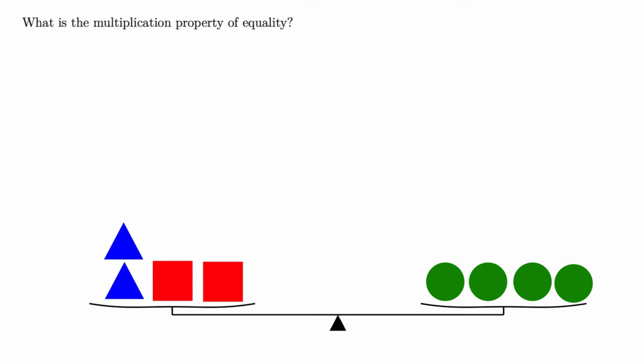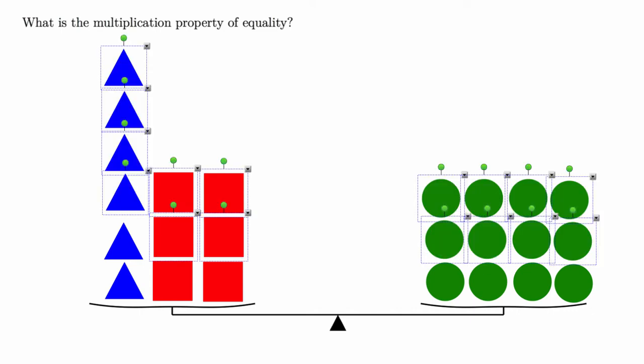For example, if this scale is in balance with 2 blue triangles and 2 red squares on the left side, and 4 green circles on the right side, I know that if I triple how much is on both sides, essentially multiplying the value on both sides by 3, it should still be balanced. Now each side has 3 times the quantity it had before, but because they were balanced when they had the initial quantity, having 3 times as much still means it will be in balance.